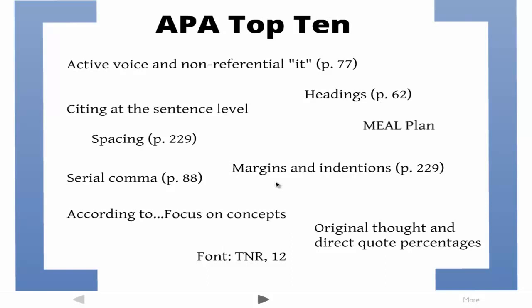One of them is the active voice with the non-referential it. It has been found, it has been seen, it has been known. APA does suggest that the active voice should be preferred, so we spend a lot of time working with our students and trying to help them write more in the active voice than the passive. It doesn't necessarily mean we avoid the passive voice, but many times, especially with the non-referential it, the idea is to keep in the active voice when at all possible.